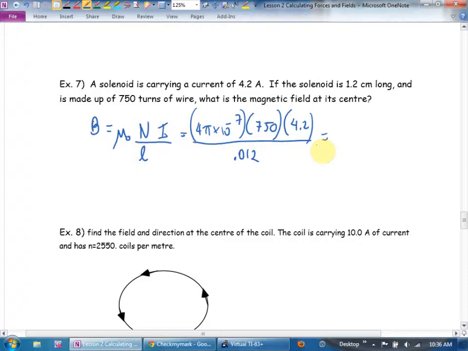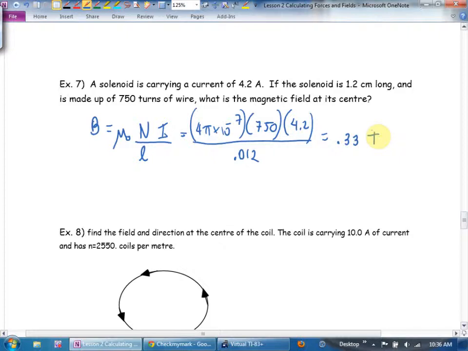Yes? What do you get? I think on the TIs, you can go 4 pi scientific notation button negative 7. Yeah. Anyways, what do you get? 0.33, anybody else? Yeah, 0.33 Tesla is fairly big.